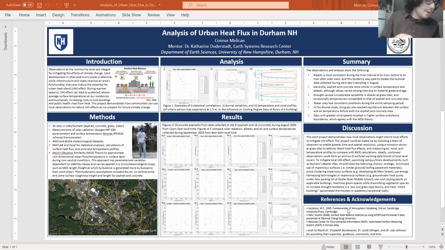So I set up a study area of 45 sites and sampled them daily throughout August and September of 2020. They had varying land covers, and the data I collected at each was solar radiation, surface albedo, and surface temperature. I also used online data sets for other meteorological information. I wrote MATLAB codes to process my data from Excel files and then used the Monin-Obukhov similarity theory to approximate physical conditions both at the surface of these sites and by height above ground.